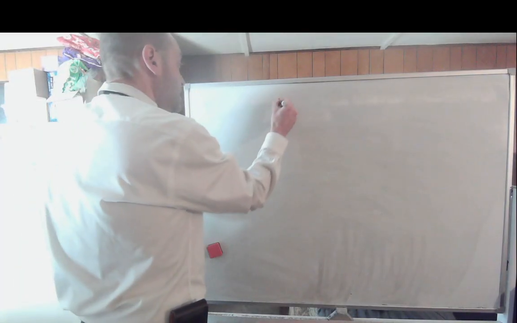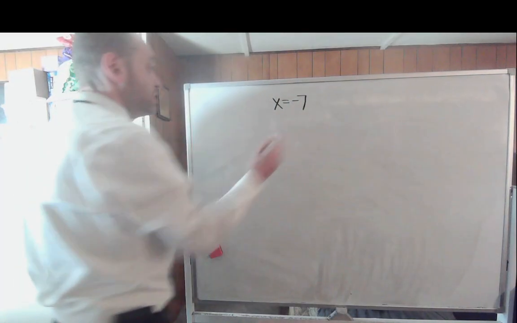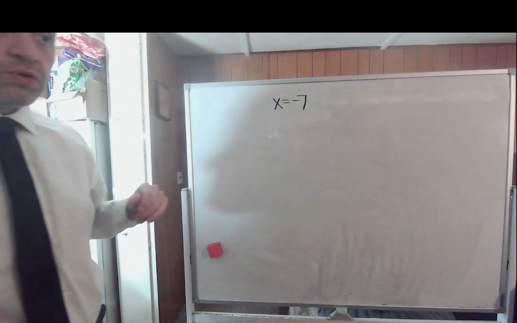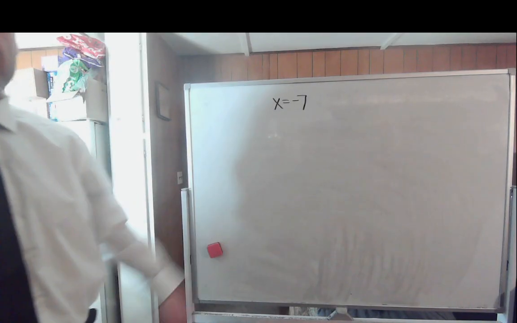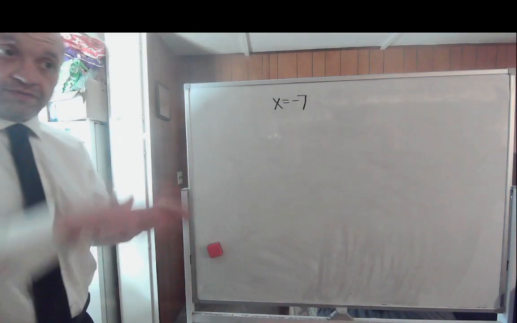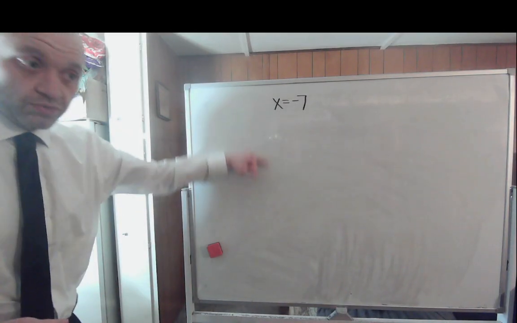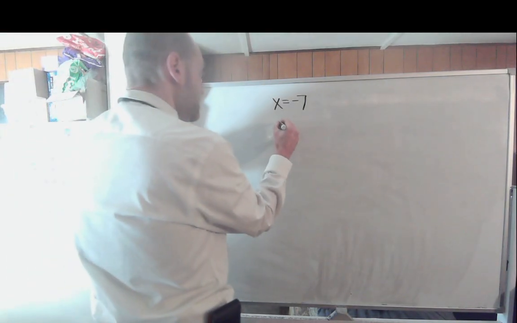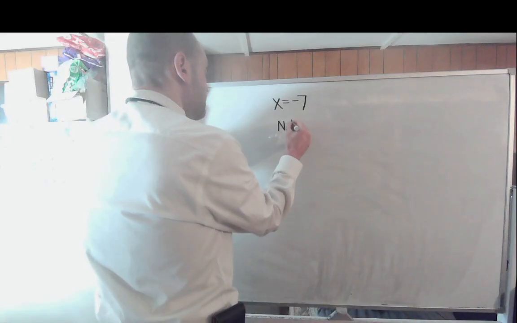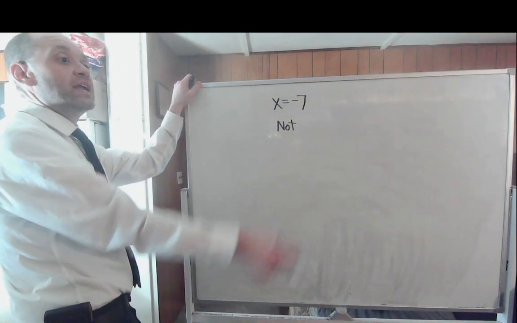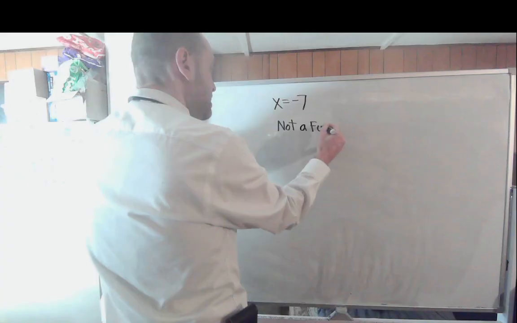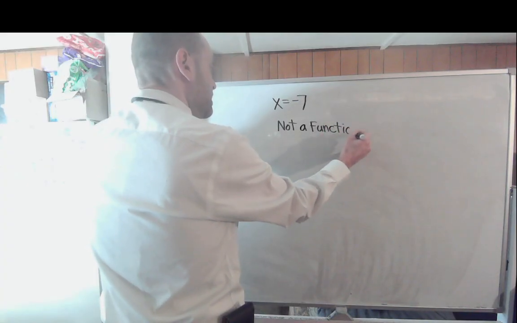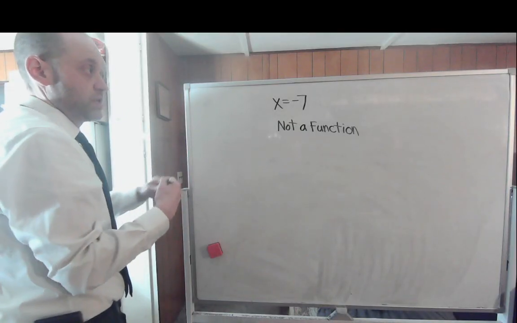One more like this. How about x equals negative 7? So x equals negative 7, you have a vertical line. We can apply the vertical line test to that, and it would definitely fail the vertical line test because it would cross through the entire thing. So this is definitely not a function. When x equals negative 7, it'll take on every single value of y, from negative infinity to infinity. So this is definitely not a function.